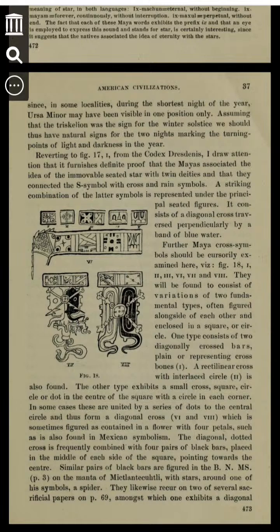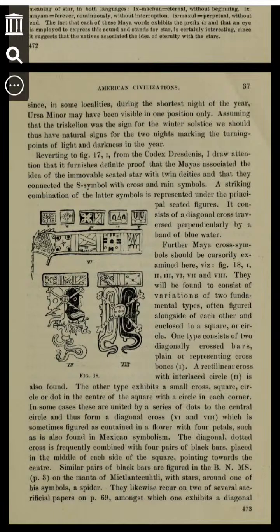Maya cross symbols should be curiously examined here. Figure 18, 1, 2, 3, 6, 7, and 9 or 8. They will be found to consist of variations of two fundamental types, often figured alongside each other and enclosed in a square or circle. One type consists of two diagonally crossed bars, representing crossed bones. That's a gem right there, right?